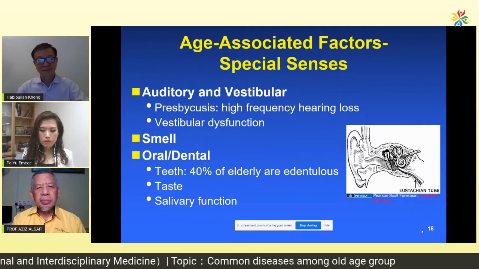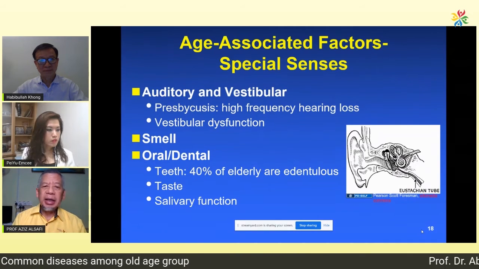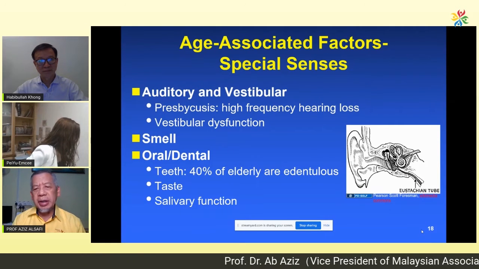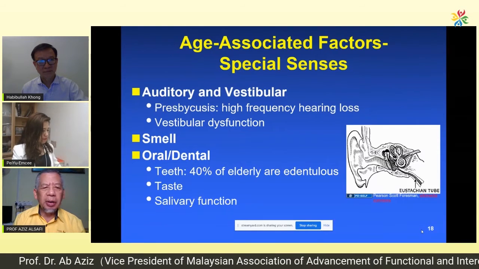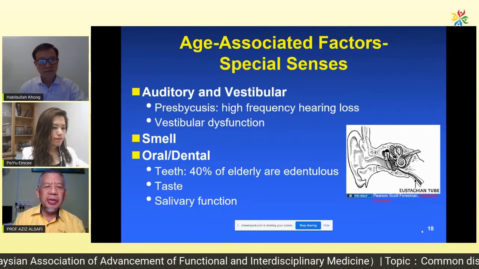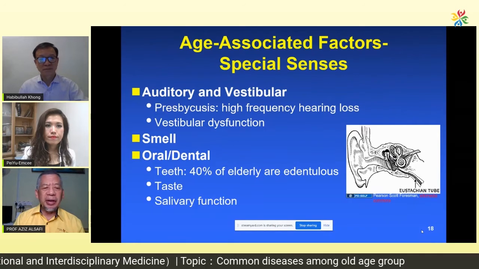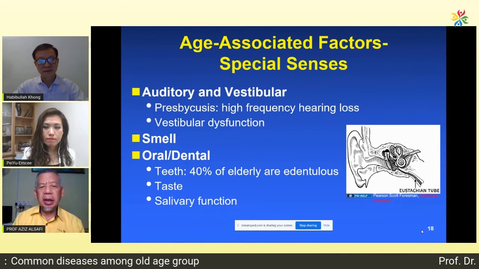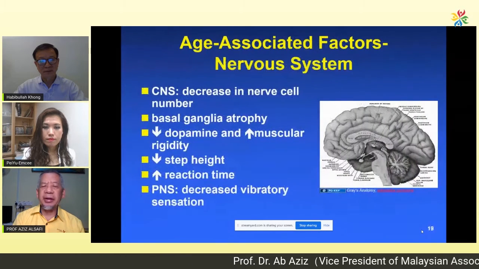For the other senses like auditory and vestibular: high frequency hearing loss and vestibular dysfunction, causing inability in this group of people to adjust their balance; they cannot balance themselves. Smell is also affected. Oral or dental: 40% of the elderly are edentulous, and taste and salivary functions are also affected.